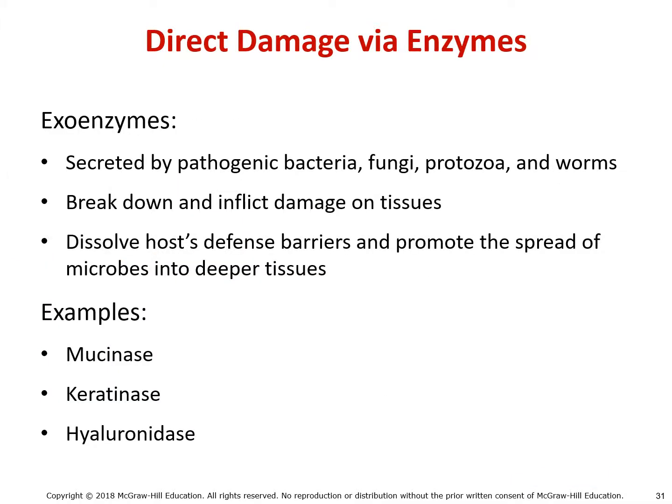A good example is exoenzymes. Exoenzymes are things secreted by microbes like bacteria, fungi, protozoa, and even larger things like worms. The idea is that they're going to damage tissues by typically breaking down things on the tissue or parts of the tissue. A good example is something like keratinase. Guess what keratinase is capable of doing? Well, breaking down keratin, which is an important fiber that helps, again, with the structure of many tissues.